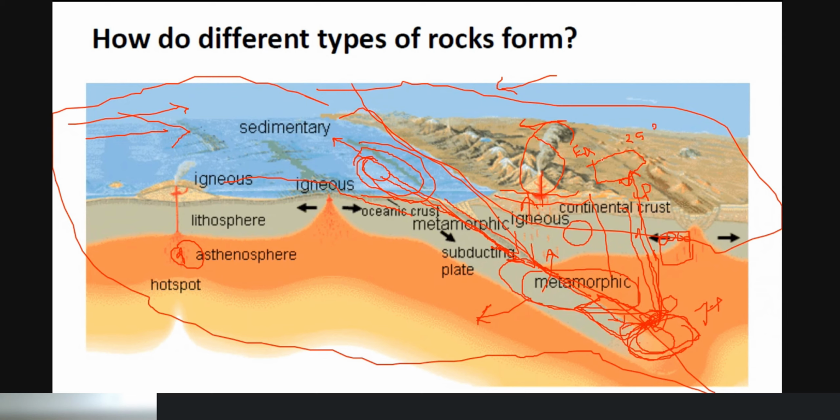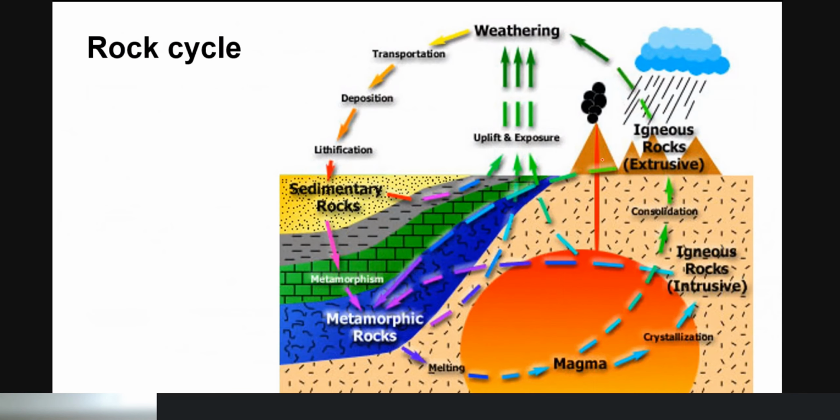So this is the basic idea through which sedimentary, metamorphic, and igneous rock form in nature. Okay, so now at least you have a basic idea. This is another pictorial diagram to show how these three are interrelated in nature.